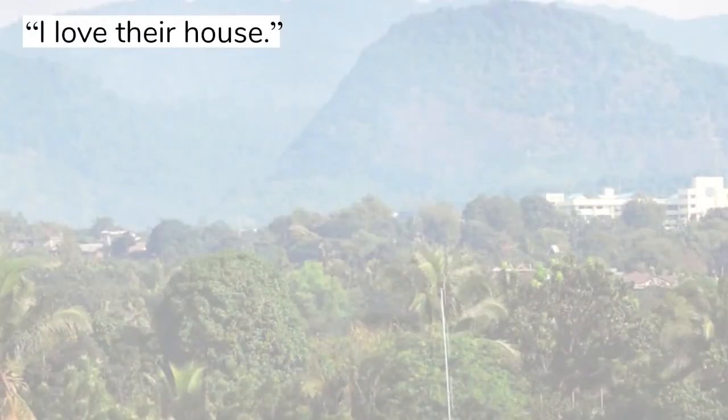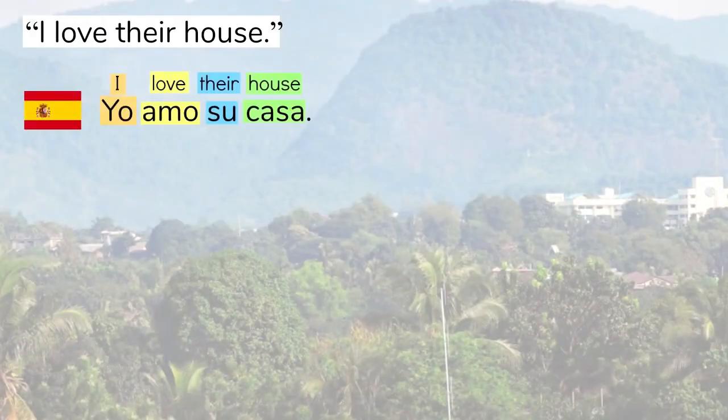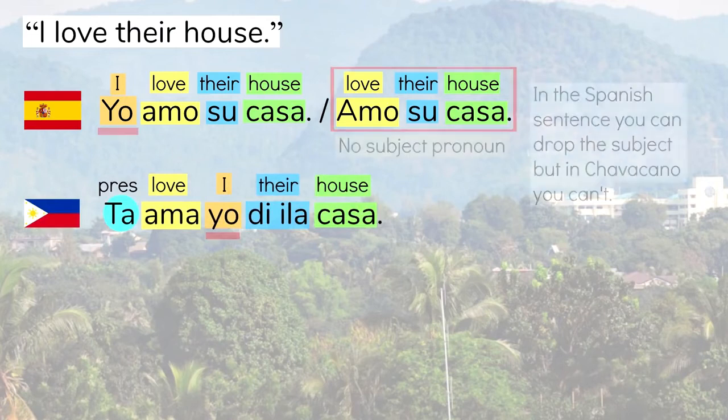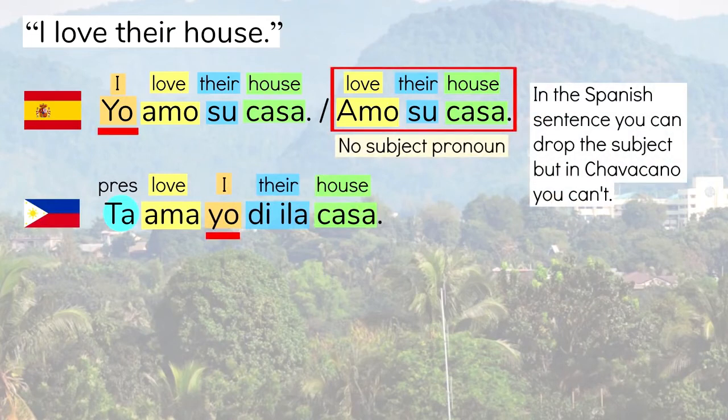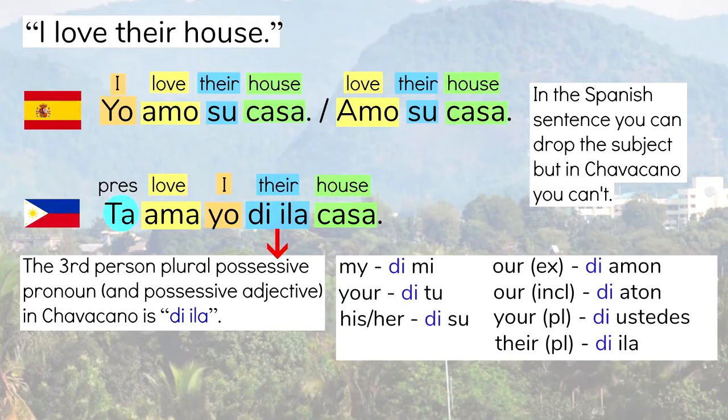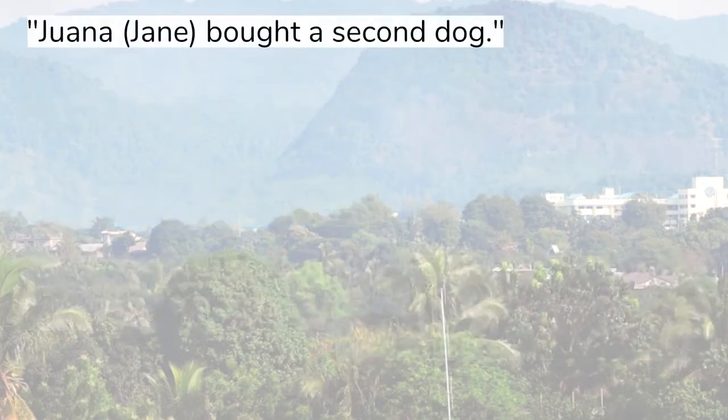Another sentence. Here's a sentence meaning I love their house. In Spanish, Yo amo su casa. Amo su casa. And in Chavacano, Ta-amayo di ila casa. Again, notice that in the Spanish sentence you can drop the subject, but in Chavacano you can't. The third person plural possessive pronoun in Chavacano is diila. The possessive pronouns typically consist of di prefixed to the beginning of the Spanish subject pronouns or to Filipino clitic pronouns.